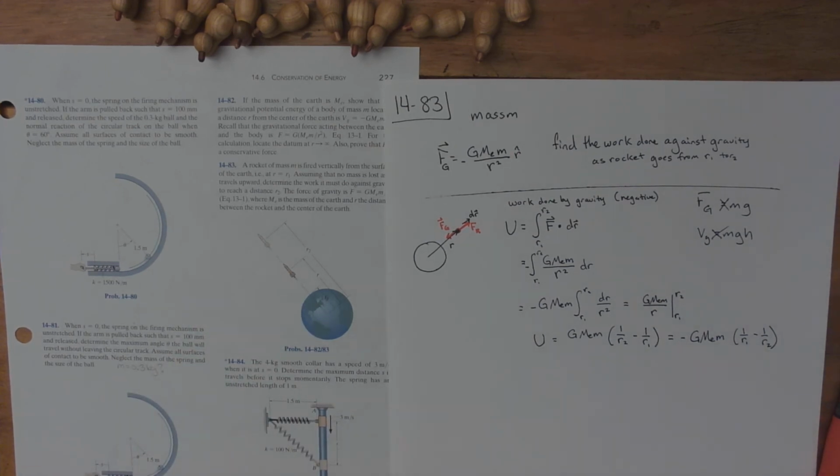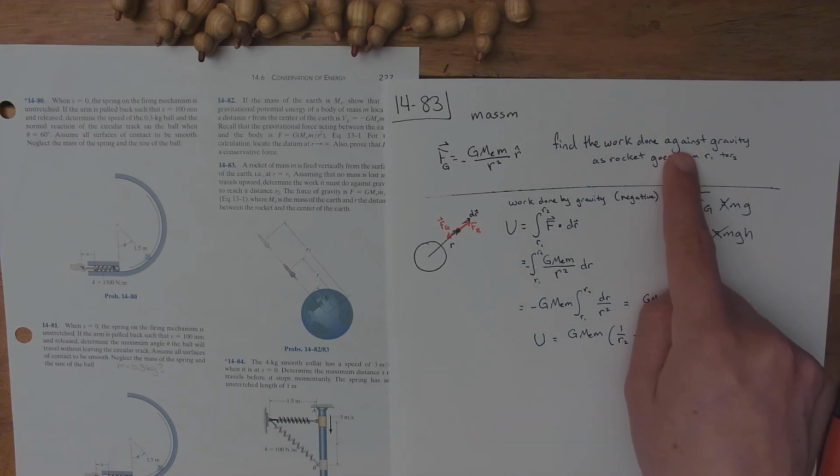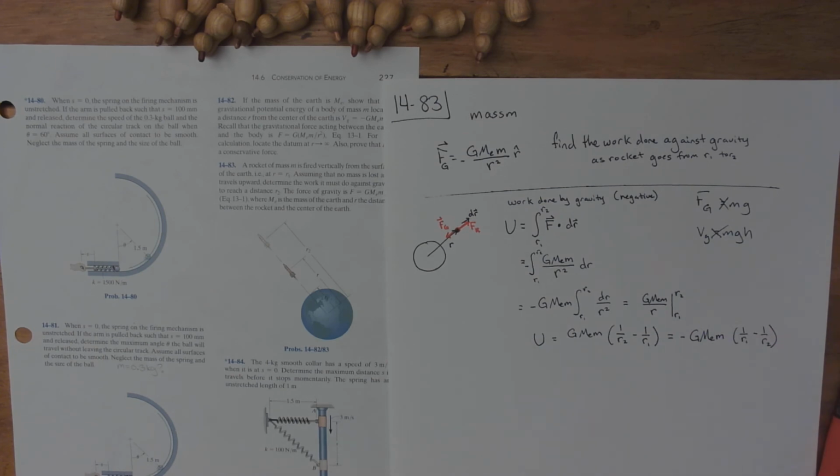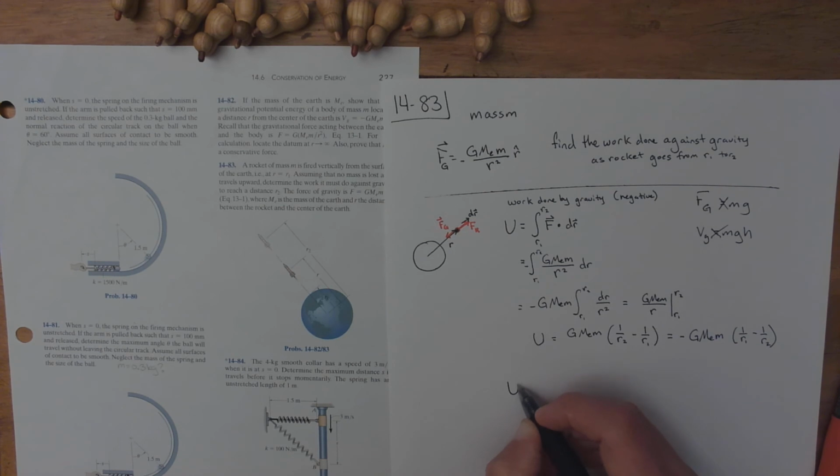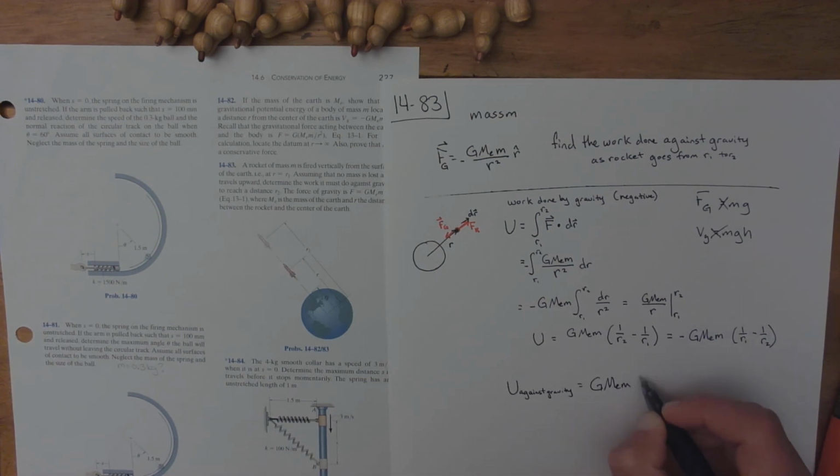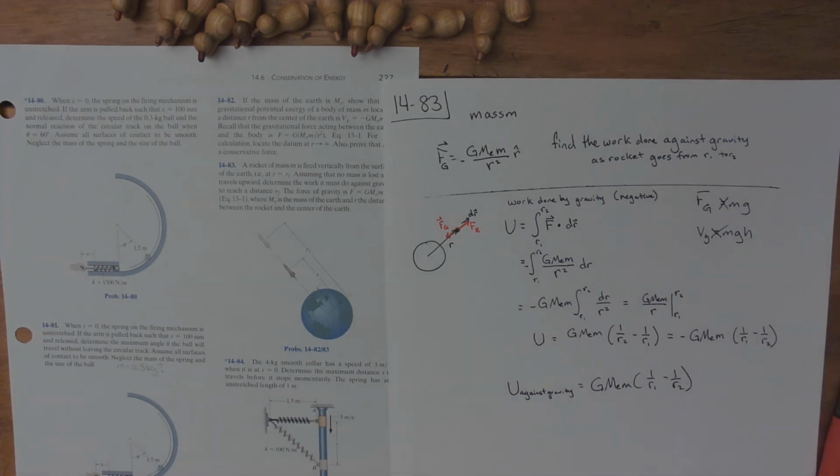But the work that we have to do against gravity would just be the same magnitude that we have here, but opposite sign. So that's the work done by this force to overcome gravity. And that is the answer.